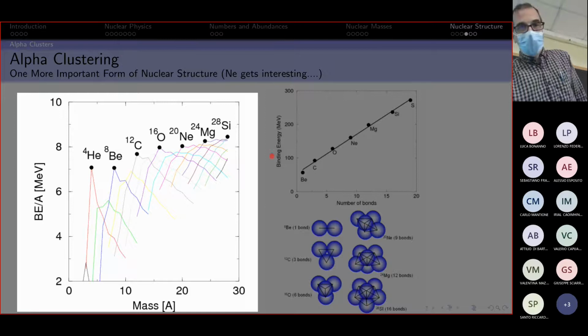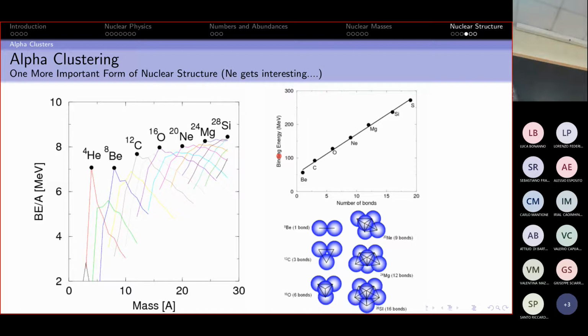And this is boring. This is interesting as well. Take a look at these. So beryllium has two helium nuclei, one bond between them, right? Carbon 13 has three, so three bonds. Oxygen 16. Neon only has nine bonds. If you do the combinatorics, you would say, well, it should have 10. But these two are too far apart. They don't touch each other, right? So we can think of neon like that.